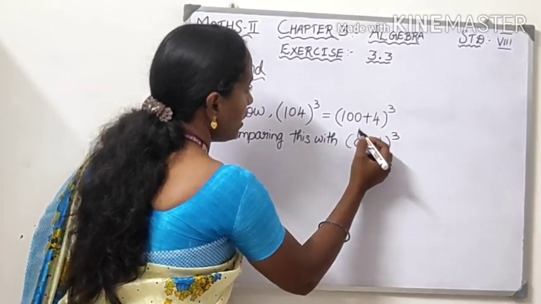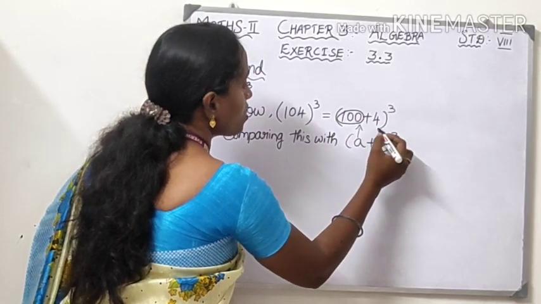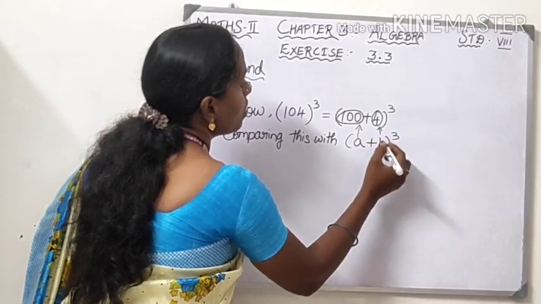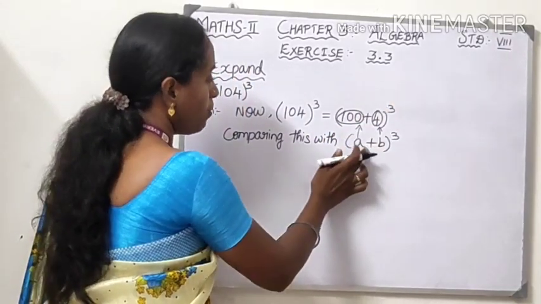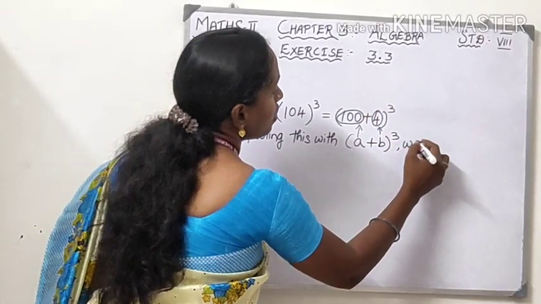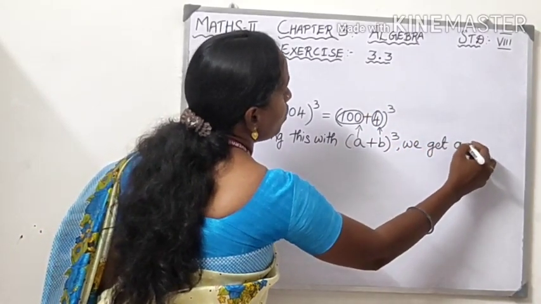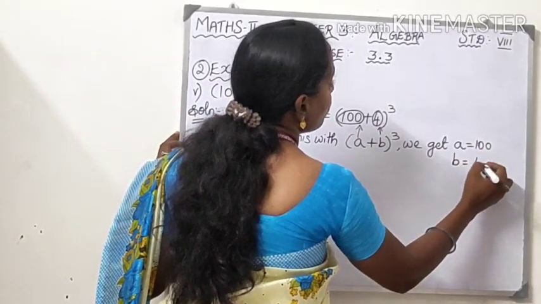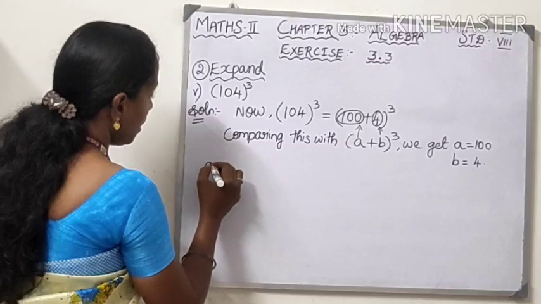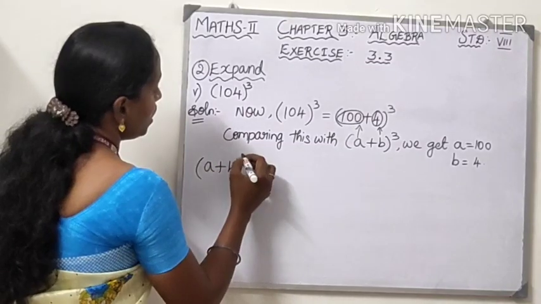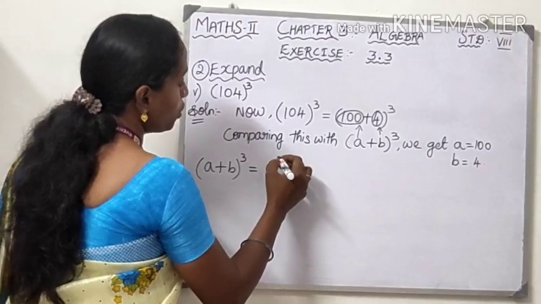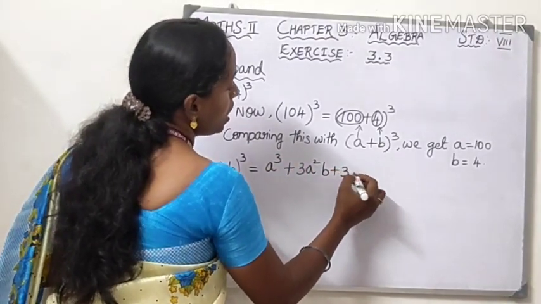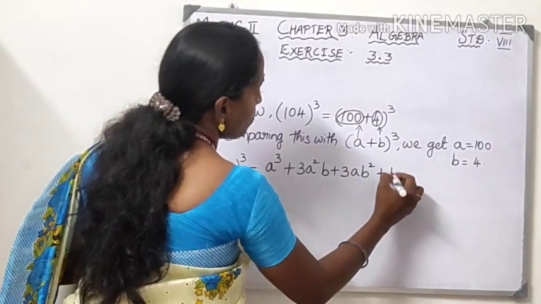So now the a value is nothing but 100. What is the b value? It is 4. So we are going to compare this (100 plus 4) the whole cube with (a plus b) the whole cube. So we will get a is equal to what? a is equal to 100. Then b is equal to 4. So what is our identity? (a plus b) the whole cube is equal to a cube plus 3a square b plus 3ab square plus b cube.